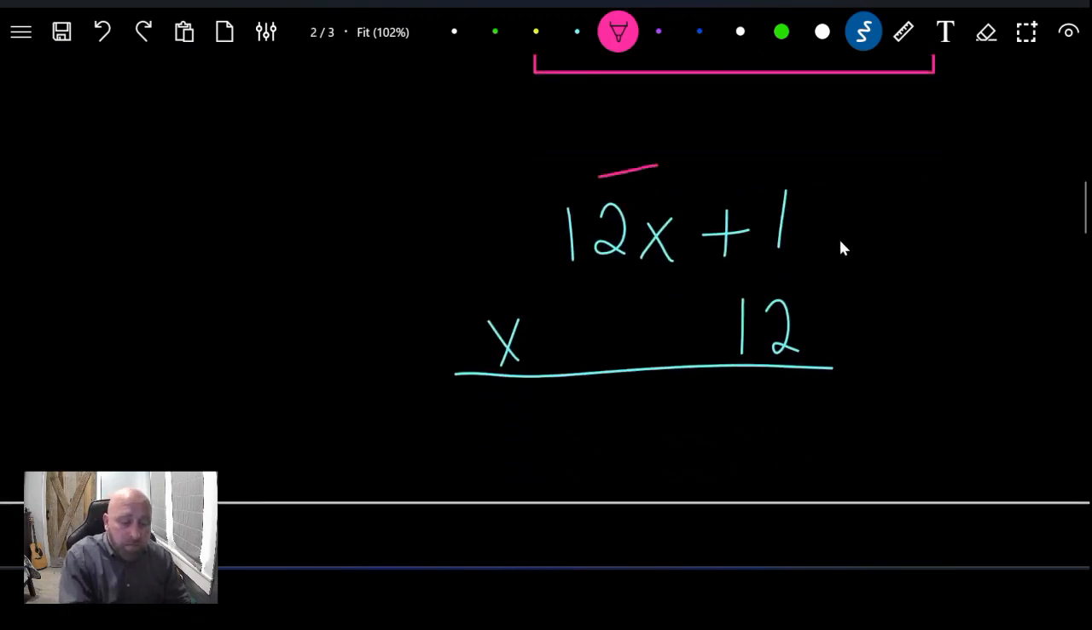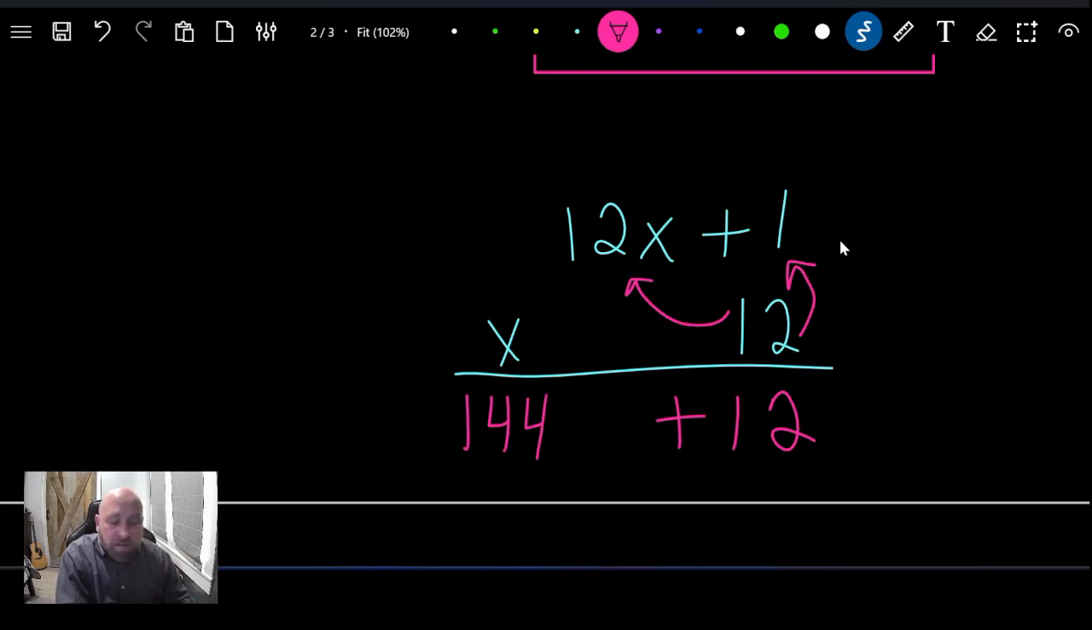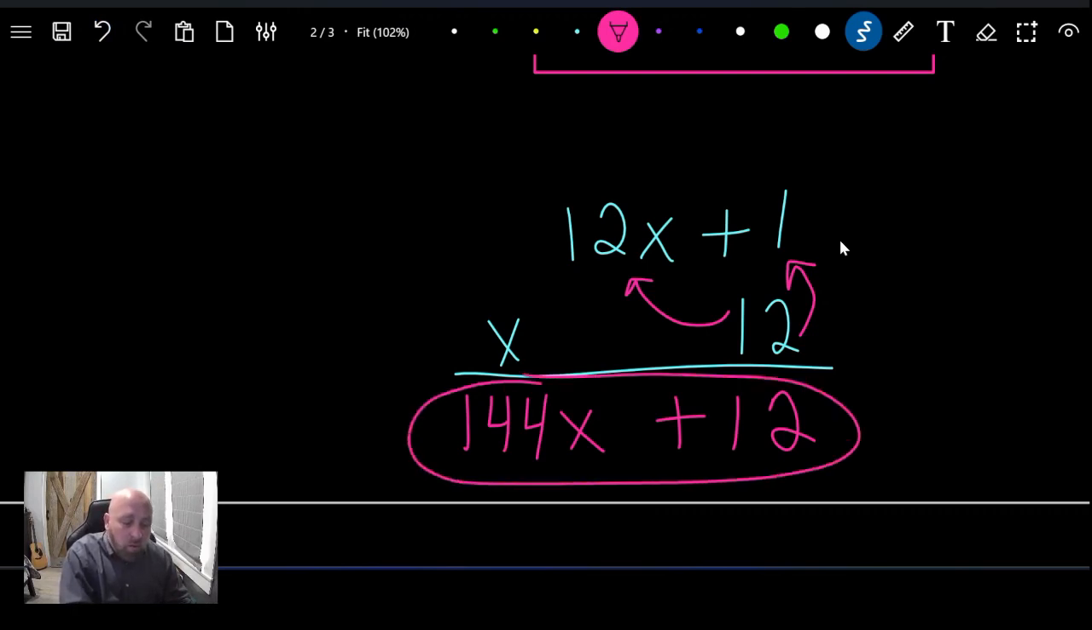So here it is right here, 12x plus 1, and there's our 12 underneath of it, and let's see how this works. So we take the 12 times the 1, and we get 12. There's nothing to carry over to the next one. We just write the whole 12 right here. We actually would take that plus sign and bring it down here. And then we take the 12 and we multiply it times 12x. 12 times 12 is 144. Nothing times x is just x. So that would be your answer right there. 144x plus 12.